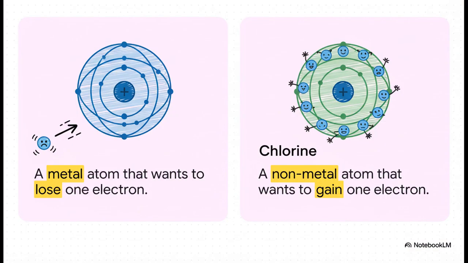Okay, so what's so interesting here is that these two atoms are a perfect match because they have completely opposite problems. You see, sodium, which is a metal, has this one lonely electron in its outer shell. It is desperate to get rid of it. Meanwhile, chlorine, a nonmetal, has 7 electrons out there, and it just needs one more to feel complete. One is dying to give an electron away, the other desperately needs to take one. See where this is going?